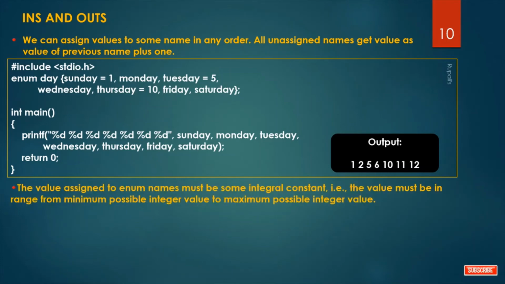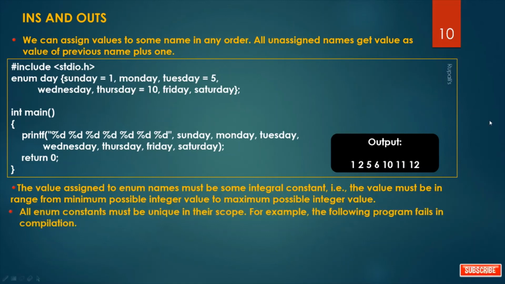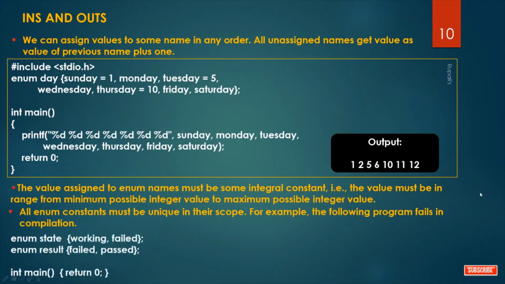The value assigned to enum names must be some integral constant. Integral constant means what? The value must be in the range from the minimum possible integer value to the maximum possible integer value. See, all enum constants must be unique in their scope. For example, see here, this program fails in compilation.